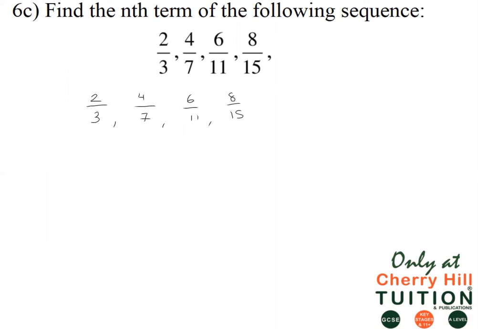So let's start with the numerators. We have 2, 4, 6, 8. The first step is to work out the difference between each term, which is plus 2. This means that the numerators relate to the 2 times tables, which is 2n. So let's write down our 2 times tables. We have 2, 4, 6, 8. As you can see, 2n matches our sequence, which means the nth term for the numerator is just 2n. So let's write down the nth term here.